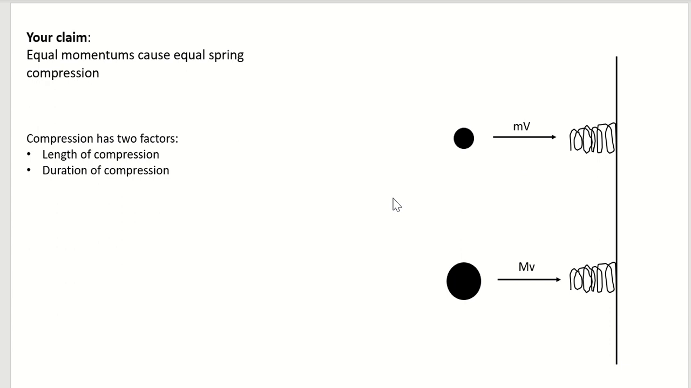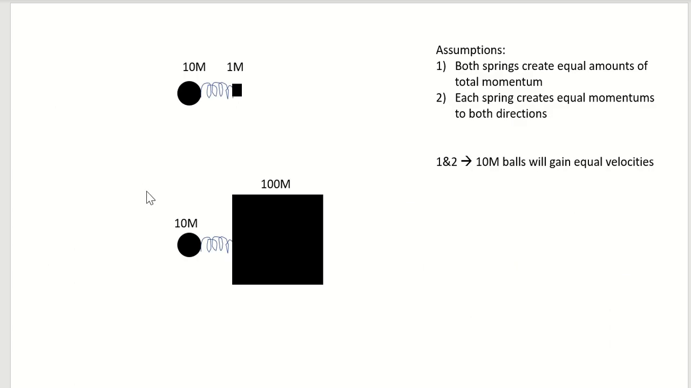I think that this clearly shows that springs can tell a difference between equal momentums, and especially it shows that you really need something in addition to momentum if you want to explain these things. Momentum alone isn't enough. It just isn't enough.